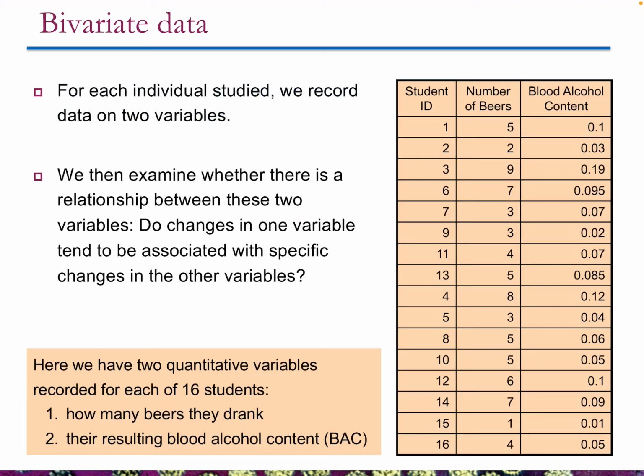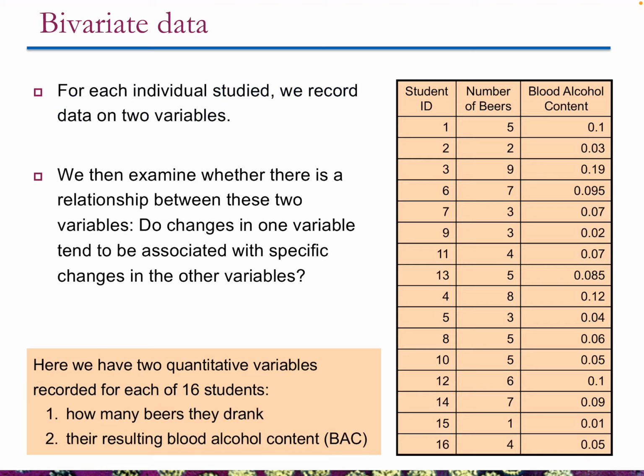Again, we're dealing with bivariate data. That means that for each individual in our study, and the individual can be a person, a fish, a tree, anything that you can measure something about, we have two different measurements that have been recorded. So we have two variables, and we're measuring both of those variables for one individual. Each individual has a data point made up of two numbers.